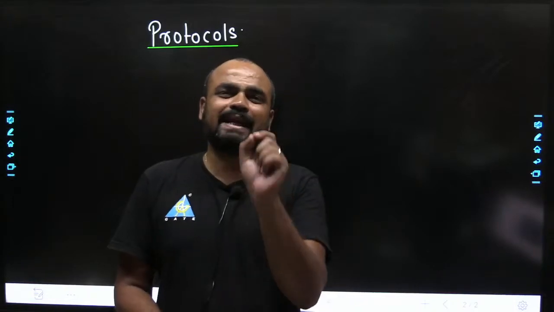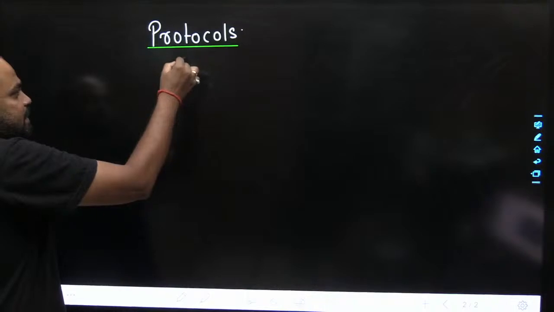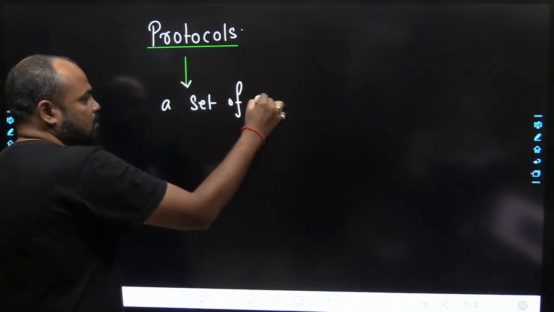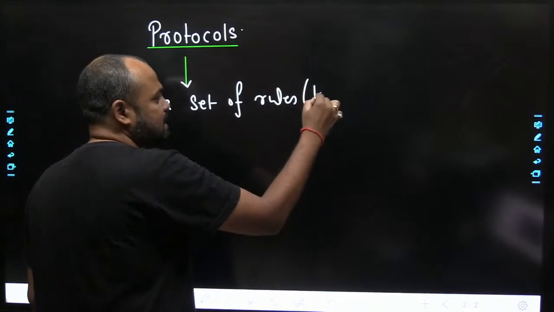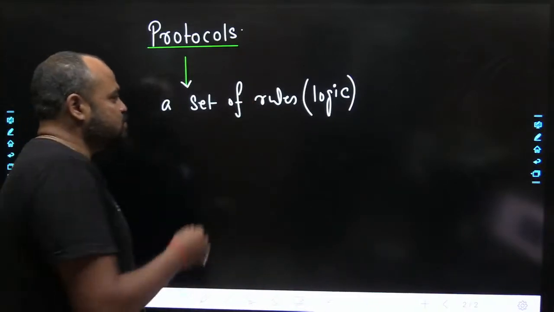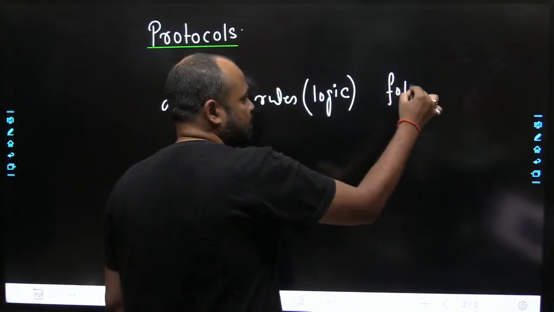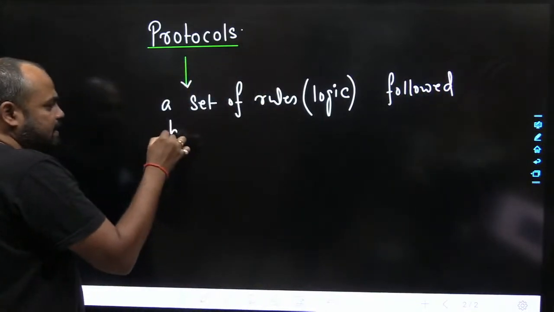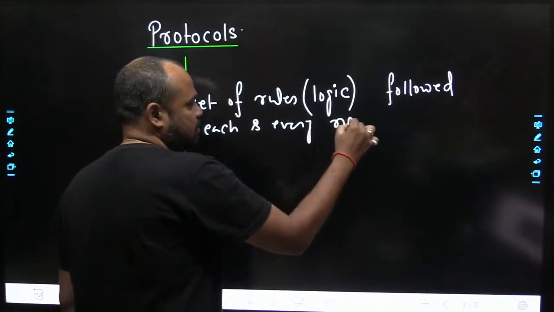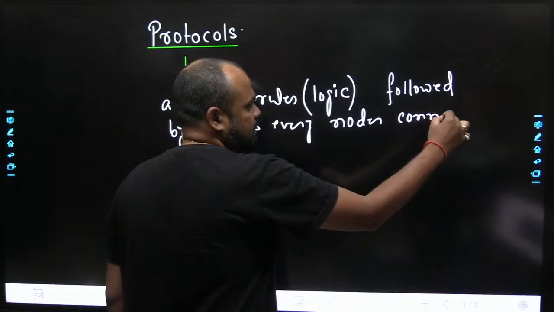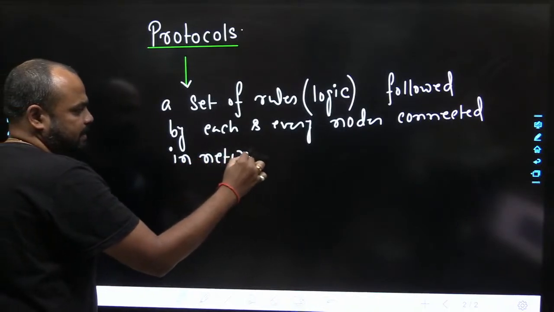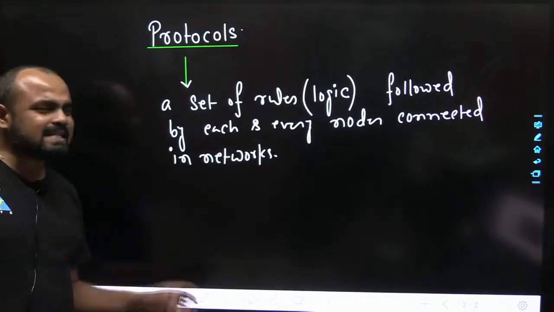What exactly is the meaning of rule? So simply, how can you define a set of rules? Whenever you say rules, it is nothing but logic. I will tell you why I am using the term logic here. So it is a set of rules followed by each and every node connected in a network.